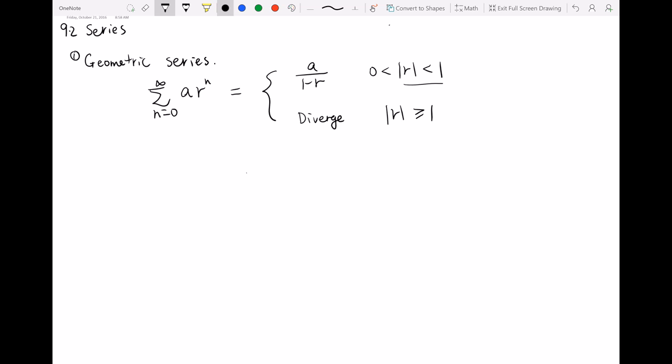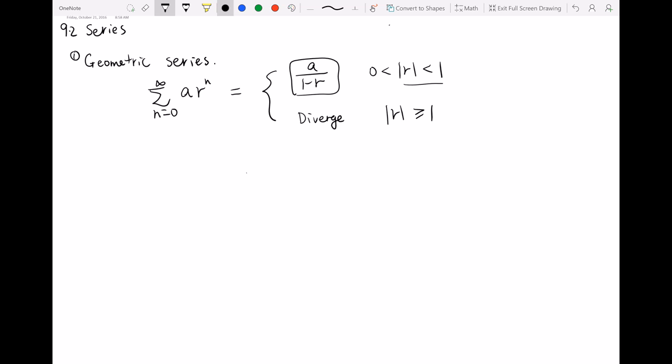So that's why, if you don't remember it, it won't confuse you, because you can tell, okay, less than 1 is converge, bigger than 1 is diverge, and then you have to do a little bit of estimation: a over 1 minus r. I think this is not hard to memorize, a over 1 minus r. Okay.